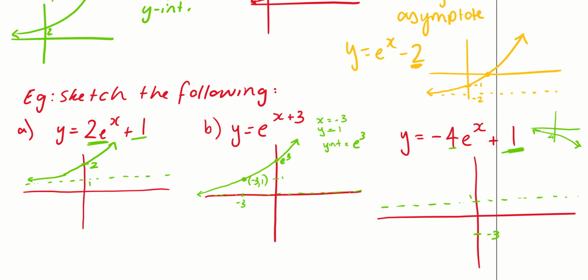And let's see how my drawing skills go. There we go, not too bad. There's my graph. Now again, we can find the x-intercept later in the topic when we look at logs. So for now, we just leave it at that.